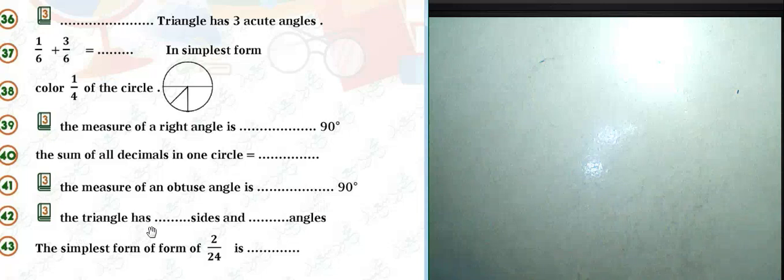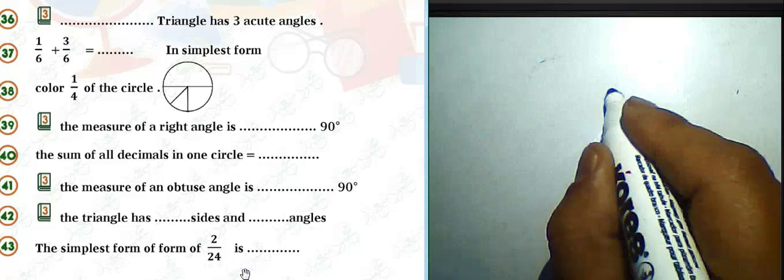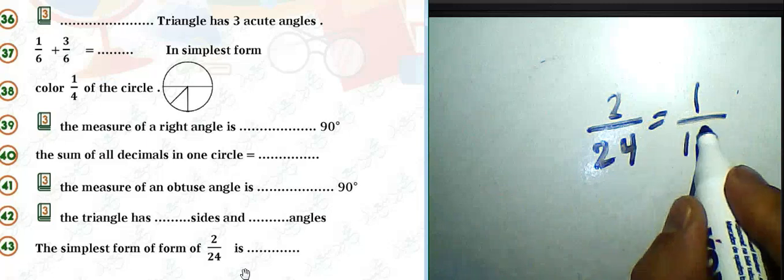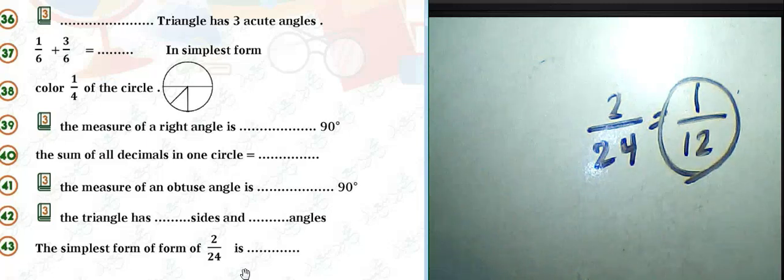The triangle has 3 sides and 3 angles. The simplest form of this fraction, 2 over 24: we can divide it by 2. Here it will be 1 over 12, the simplest form.